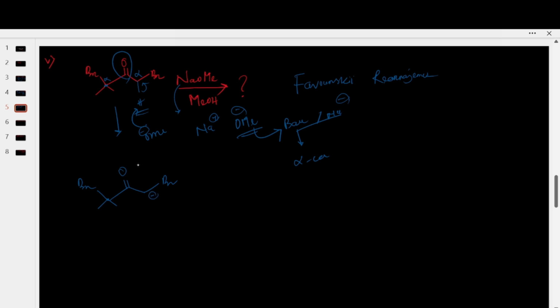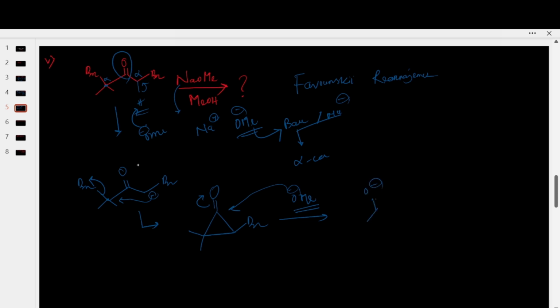After the formation of the carbanion, a three-membered ring is formed in Favorskii rearrangement. How will it form? It will attack that next alpha carbon and the leaving group leaves. So it will form a three-membered ring, carbonyl group here, bromine here, and two methyl substituents here. Now the OMe, that is methoxide ion, acts as a nucleophile. It will attack the carbonyl carbon and the double bond will migrate to the oxygen.